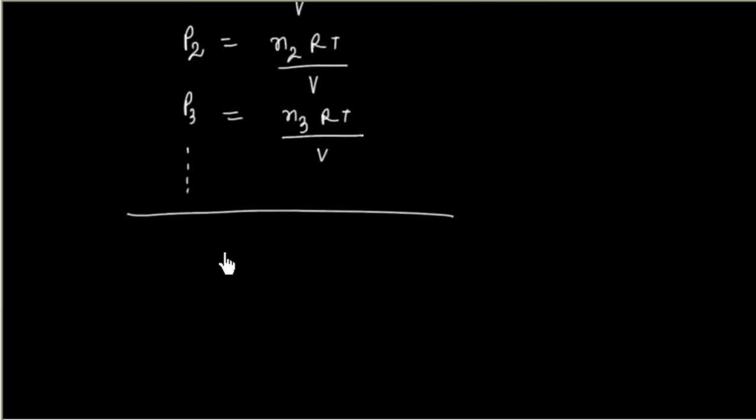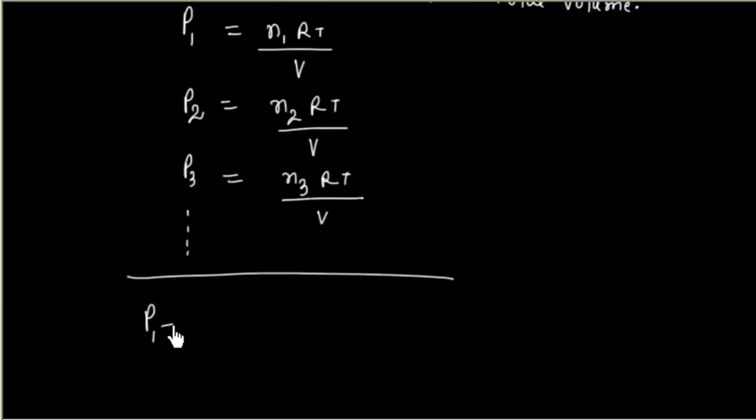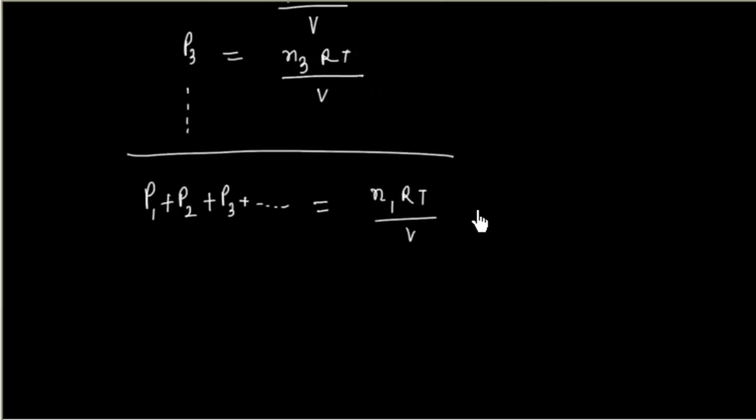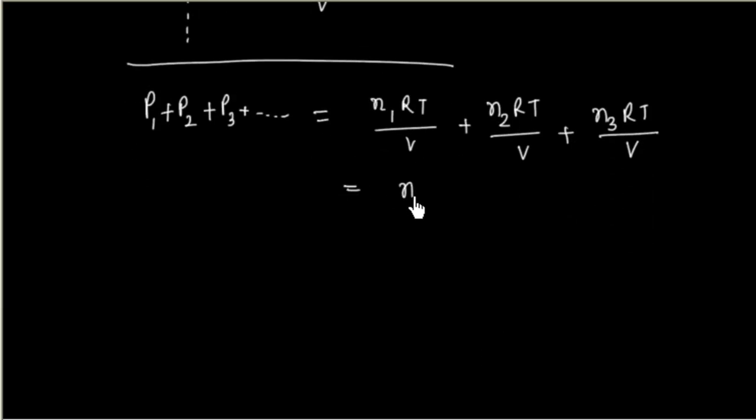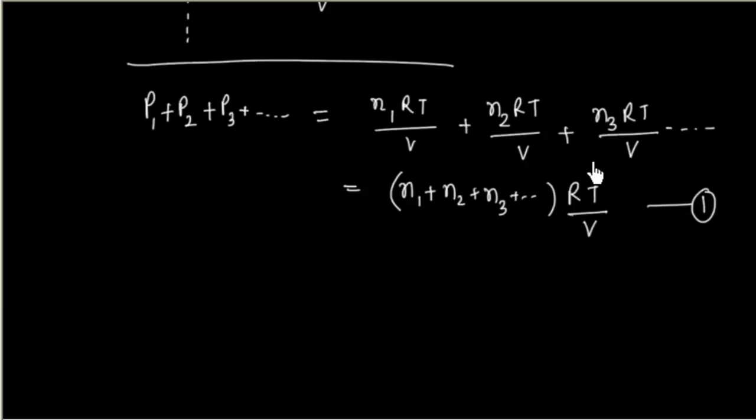If I add all these, we will have P1 plus P2 plus P3 and this will go on, and this is equal to N1 RT by V plus N2 RT by V plus N3 RT by V. Now if I take RT by V common, I will have N1 plus N2 plus N3, and this goes on, times RT by V. Let us call this equation number 1.